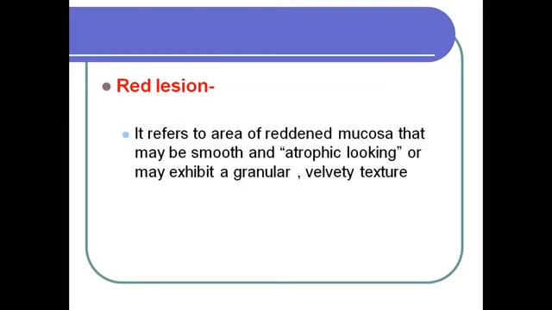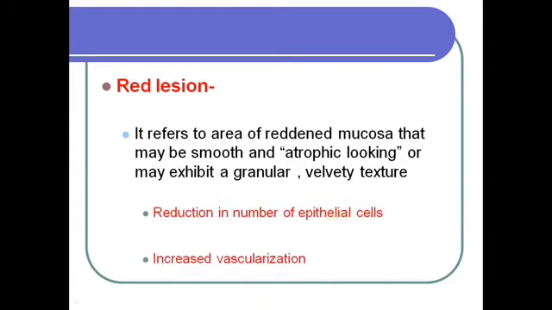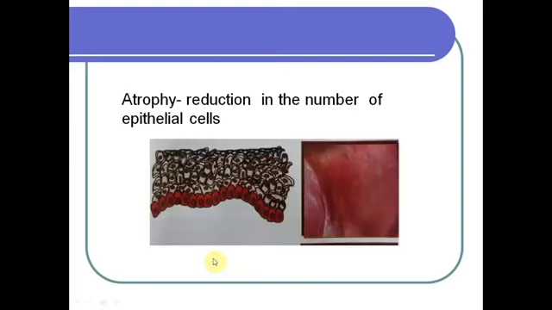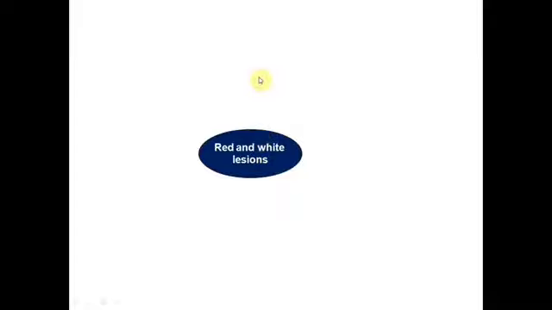Now a red lesion is an area of reddened mucosa that may be smooth and atrophic looking, or may exhibit a granular or a velvety texture. So this could be due to reduction in the number of epithelial cells, and also could be due to increased vascularization. Okay, so there will be atrophy, that is reduction in the number of epithelial cells.